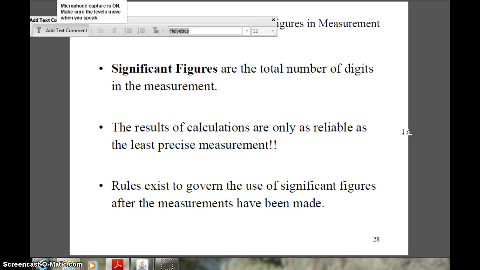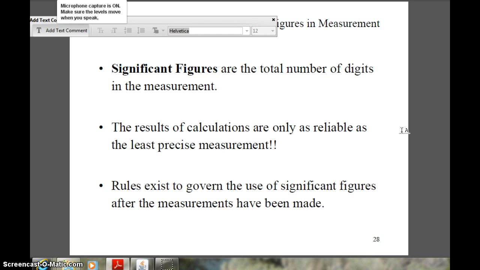Okay, let's then discuss precision seen through significant figures. So, what are significant figures? Significant figures are the total number of digits that are significant in a measurement. So, if you have a greater number of significant figures, that's a good thing because that means that you have a higher level of precision and accuracy in that particular measurement.